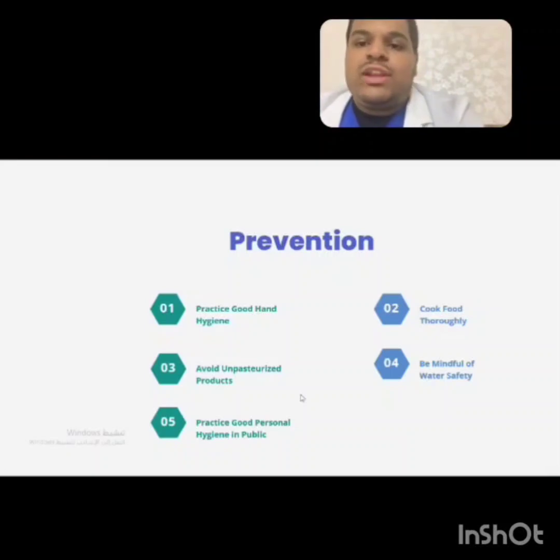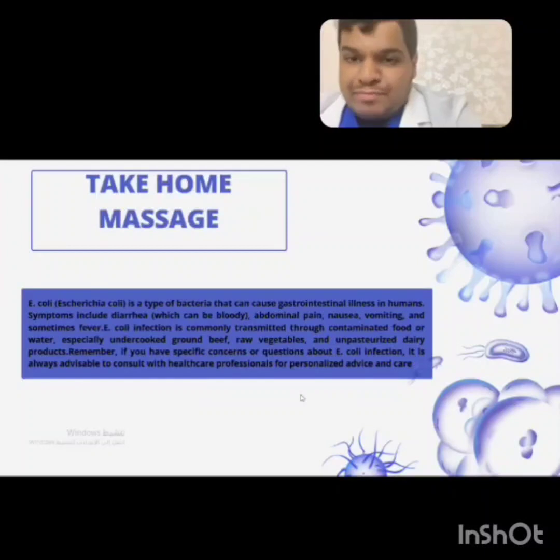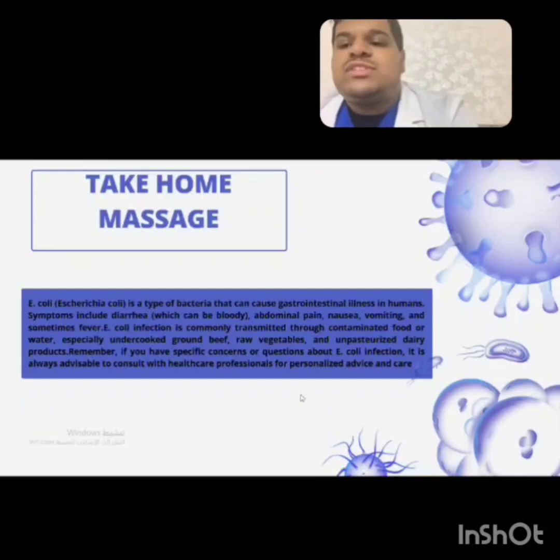And take home message: E. coli is a type of bacteria that can cause gastrointestinal illness in humans, and the symptoms include diarrhea, bloating, abdominal pain, and sometimes fever. E. coli infection is commonly transmitted through food or water, especially undercooked ground beef, for example, or raw vegetables and unpasteurized dairy products. If you have specific concerns or questions, prefer to ask a professional for personalized advice and care.